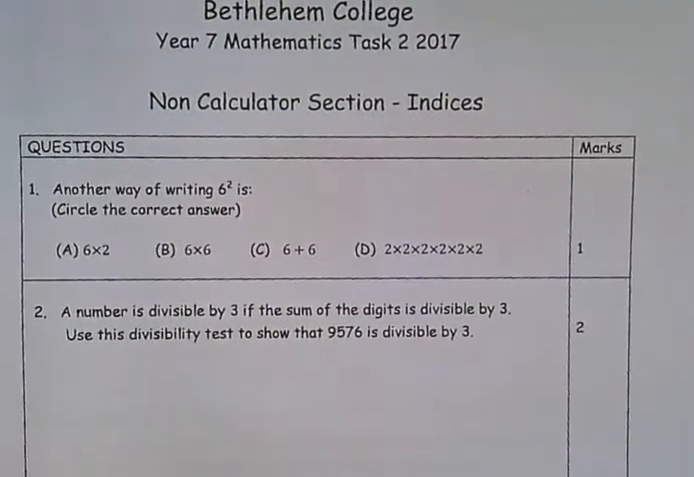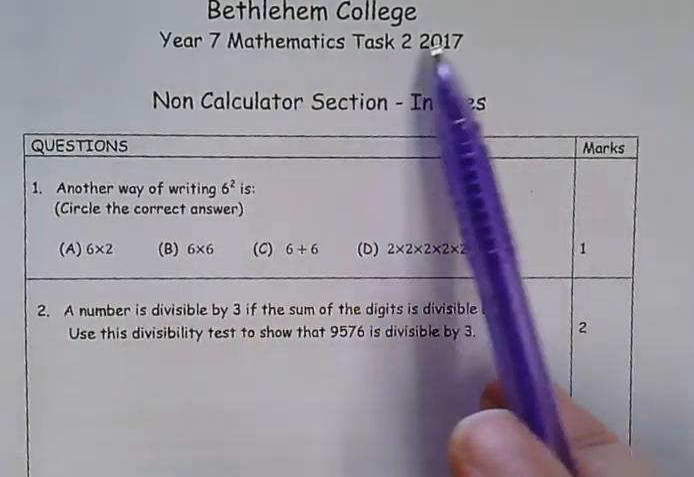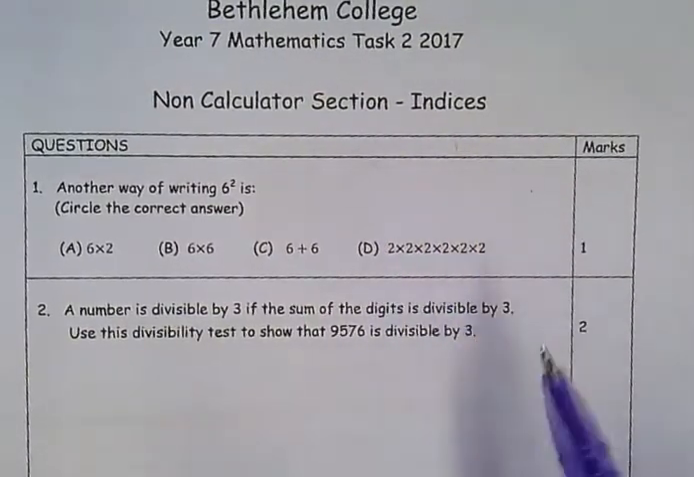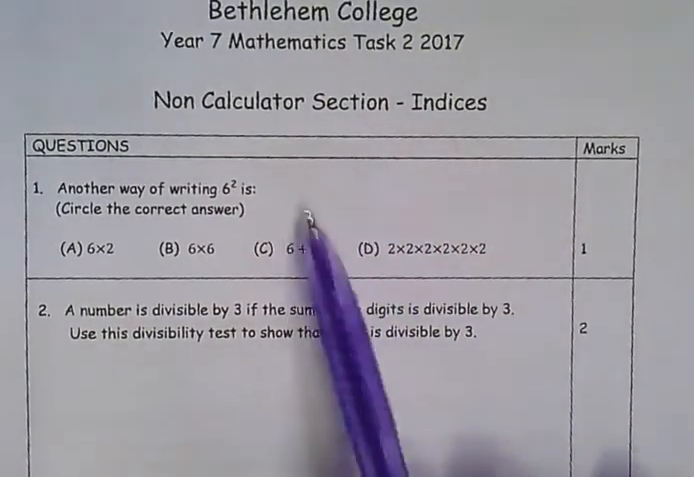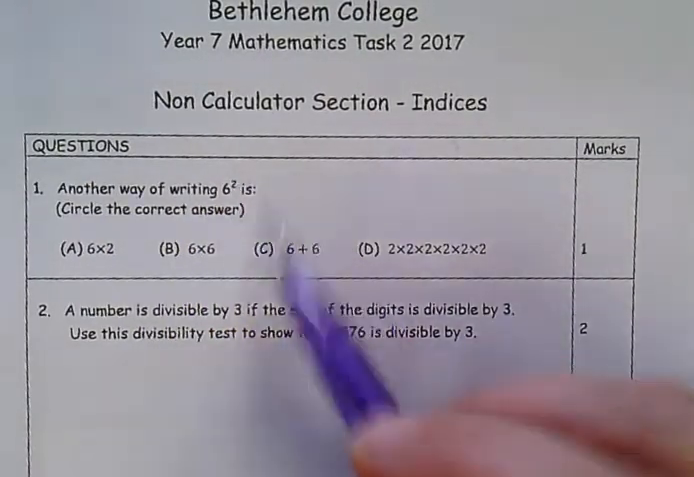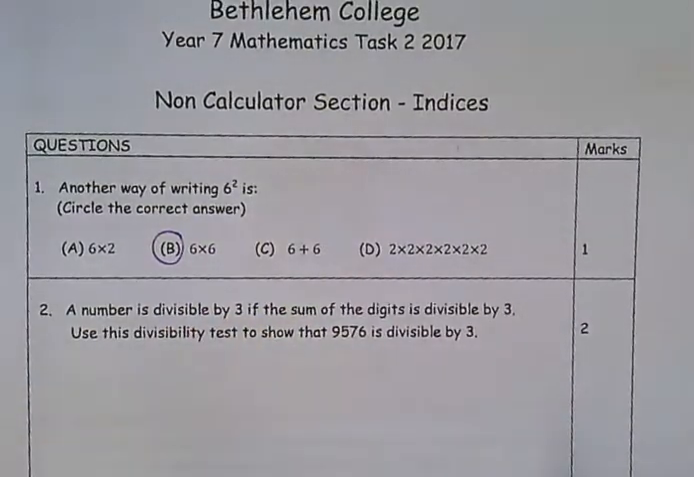Okay, now these are the solutions to the 2017 Task 2 Indices exam, and this will be in Task 1 of the 2018 exam. So another way of writing 6 squared is 6 times 6, okay?